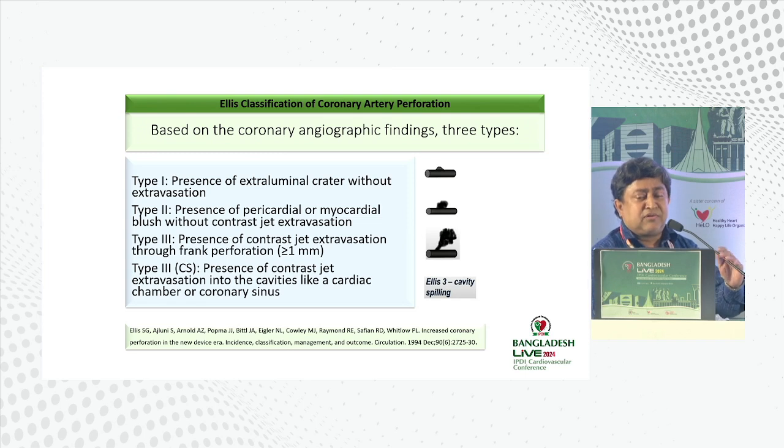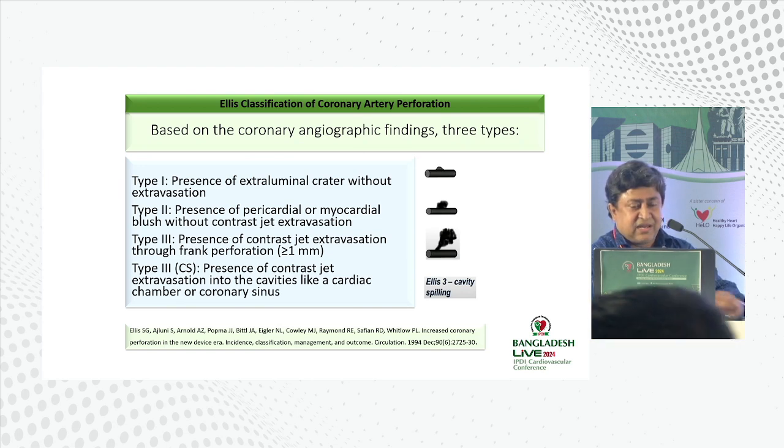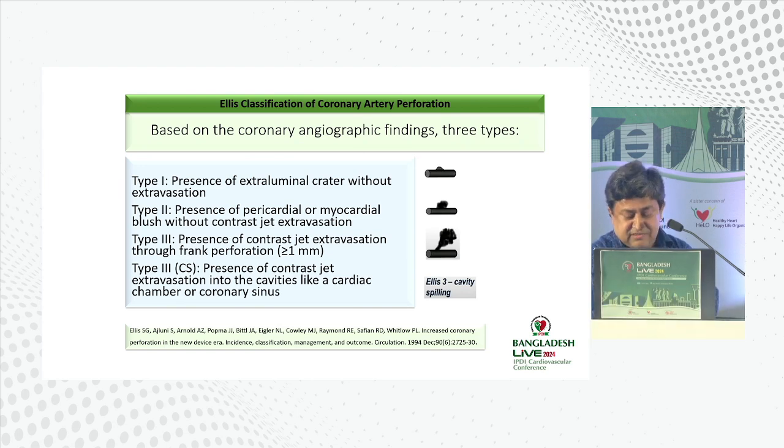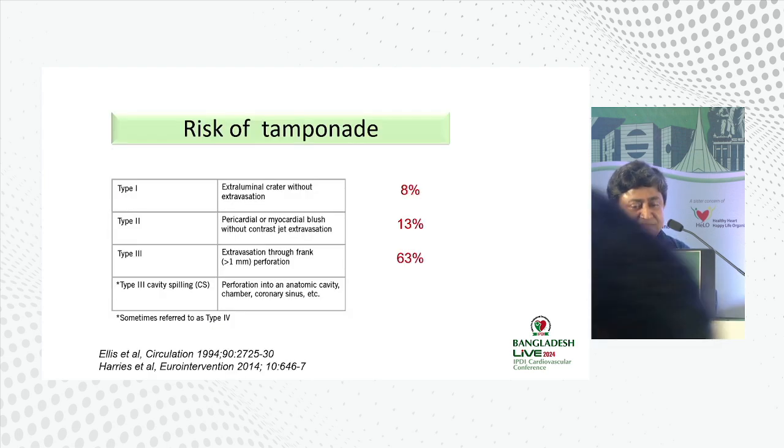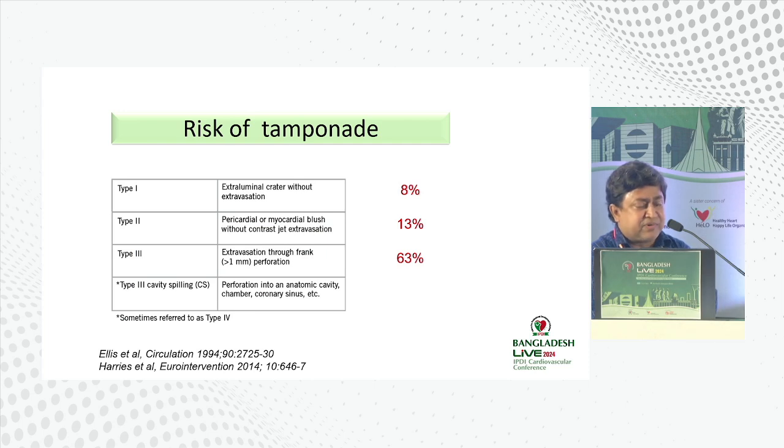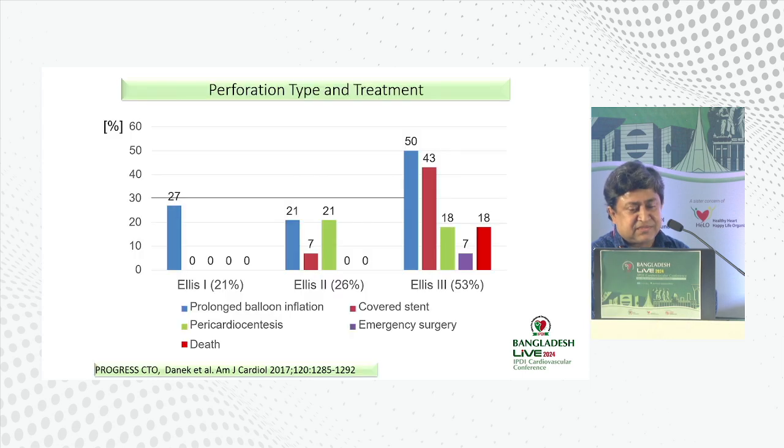Based on the coronary angiogram, the Ellis classification of coronary perforation has 3 types, and we know these 3 types of perforation. The risk of tamponade is 63% if it is type 3, 13% if type 2, and 8% if type 1.